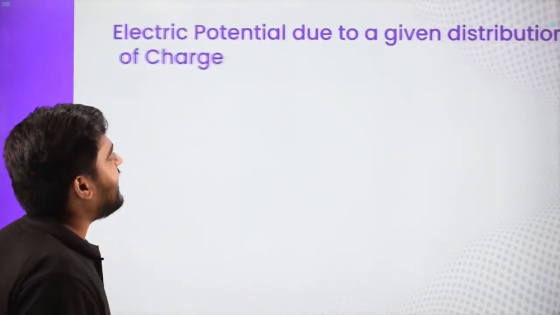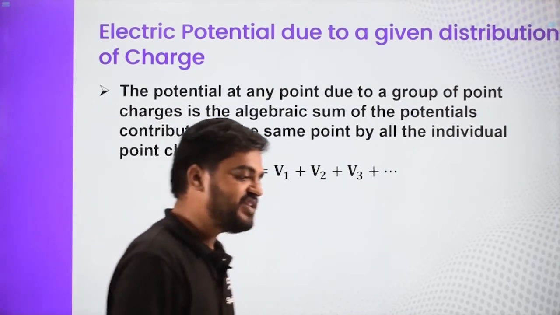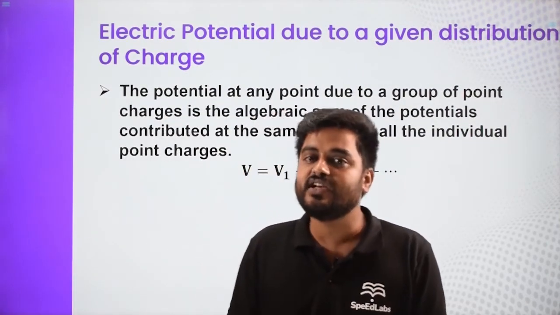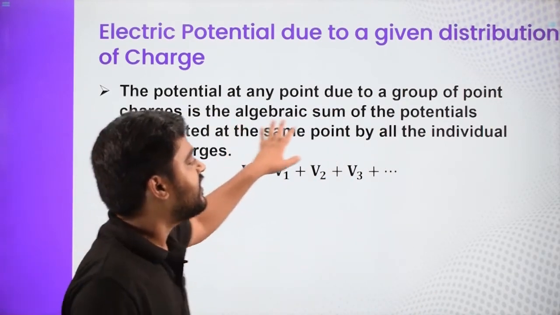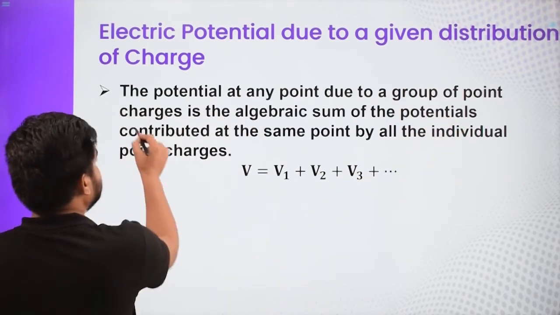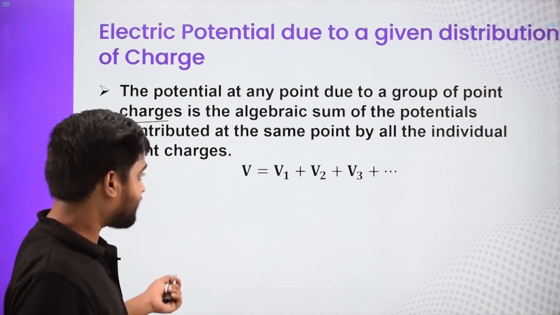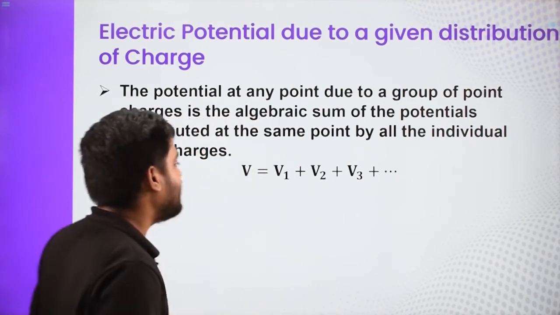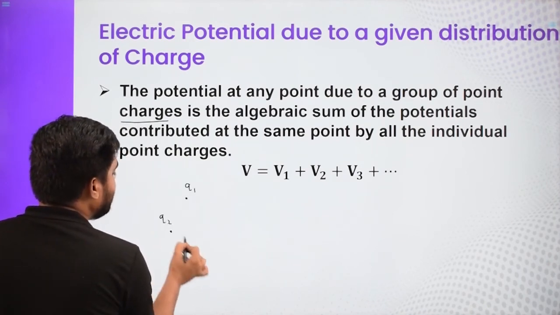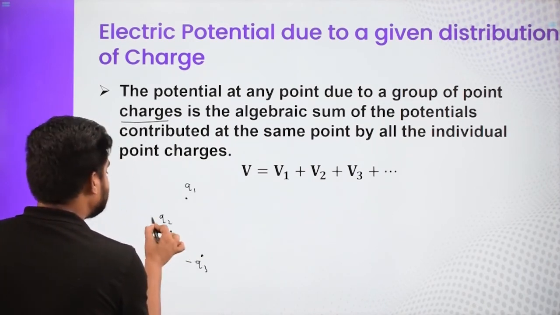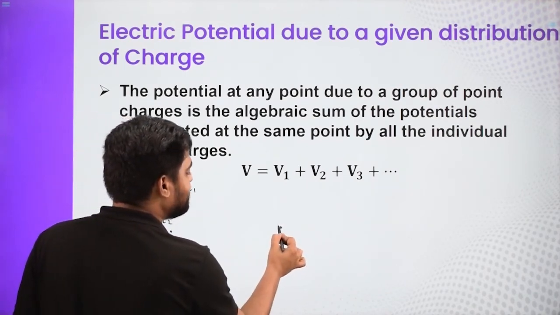Now let us discuss electric potential due to a given distribution of charge. There are two possible types of distribution: one is continuous charge distribution, and the other is discrete charge distribution. The potential at any point due to a group of point charges is the algebraic sum of the potentials due to each of the charges. Let's say there are 3 charges: Q1, Q2, and minus Q3. Two are positive charges and one is negative. I have to get the potential at this particular point A.